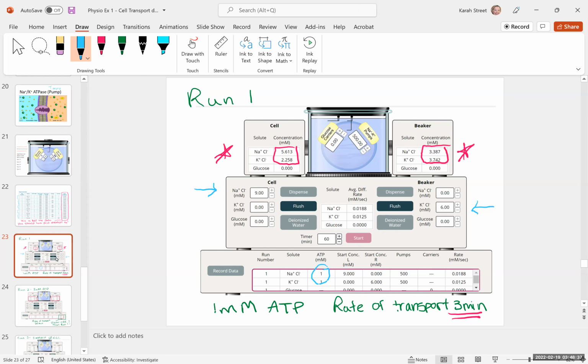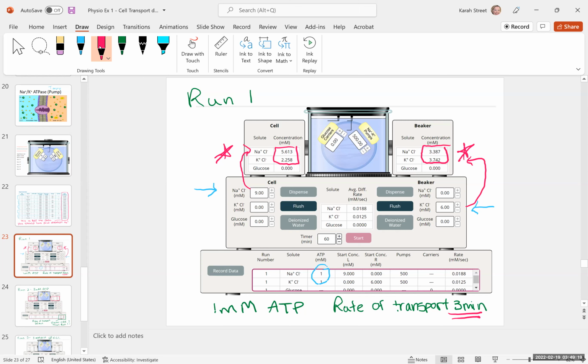Now here's the part you did not write down, and the part you probably did not pay attention to. Notice up here where I have my red magenta star. We went from 9 millimolar sodium chloride on one side down to 5. And for potassium, we went from 6 down to 3.742. This did not run to completion. We still had sodium chloride on the cell side that we could have moved, and we still had potassium on the other side that we could have moved.